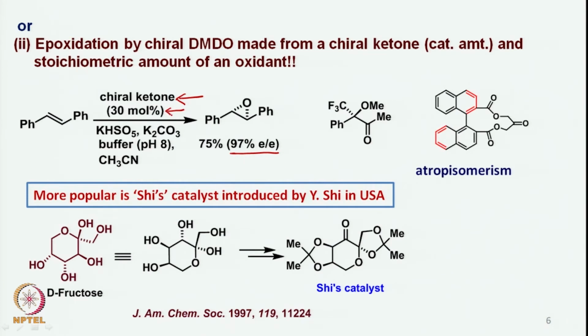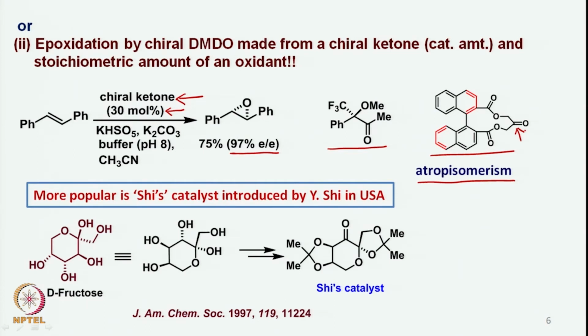Various kinds of chiral ketones have been utilized. For example, this is one of the chiral ketones which has the CF3 methoxyphenyl and this particular methyl ketone, or this type of ketone where the chirality comes from the corresponding atropisomerism. So this is the ketone which is going to be reacting with the oxone to form the corresponding chiral dioxirane.